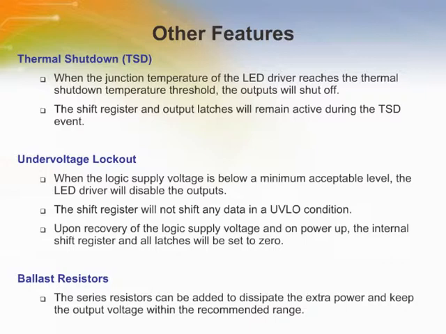The voltage on the outputs should be kept in the range of 1 to 3 volts. If the voltage goes below 1 volt, the current will begin to roll off as the driver runs out of headroom. At Vout above 3 volts, the power dissipation may become a problem. Series resistors can be added to dissipate the extra power and keep the output voltage within the recommended range.